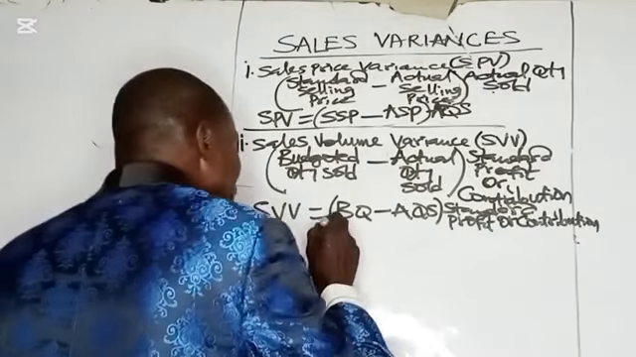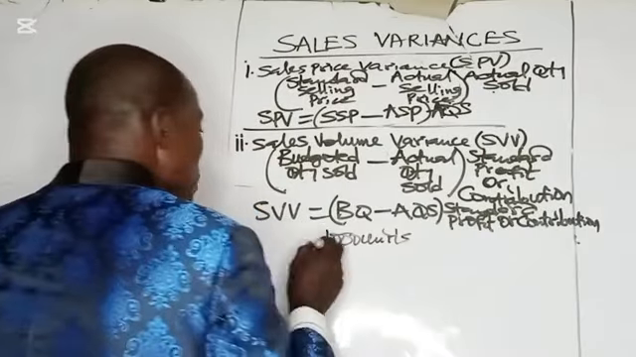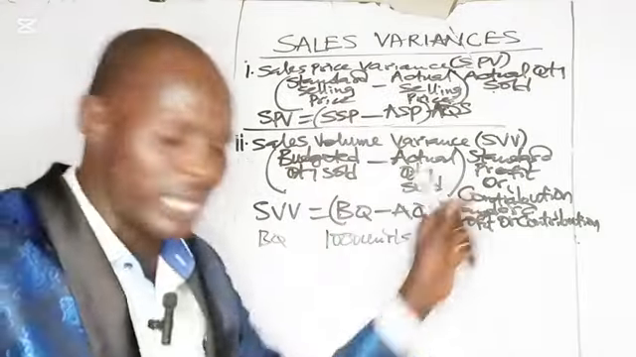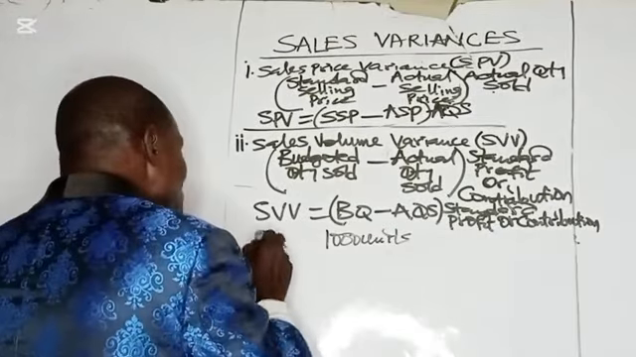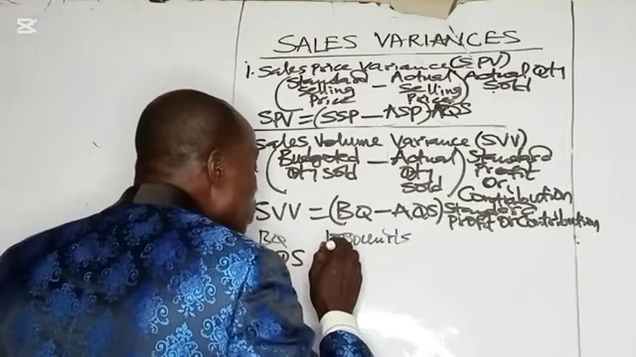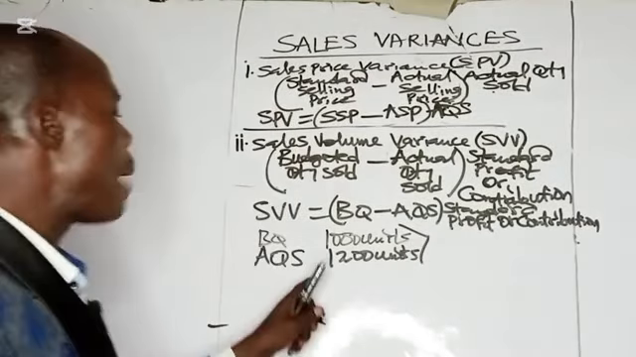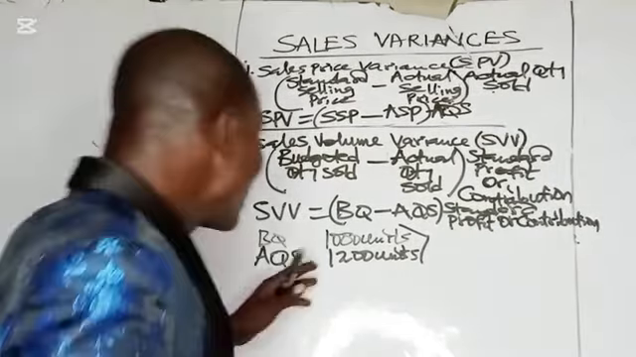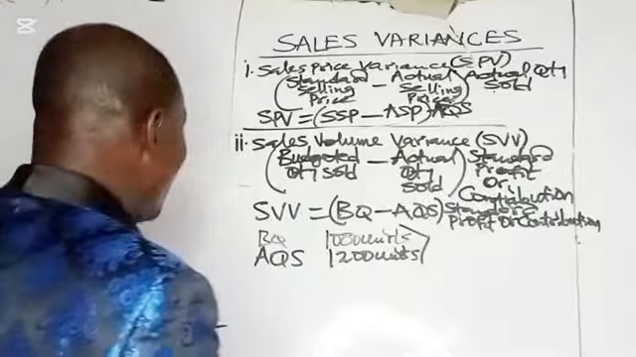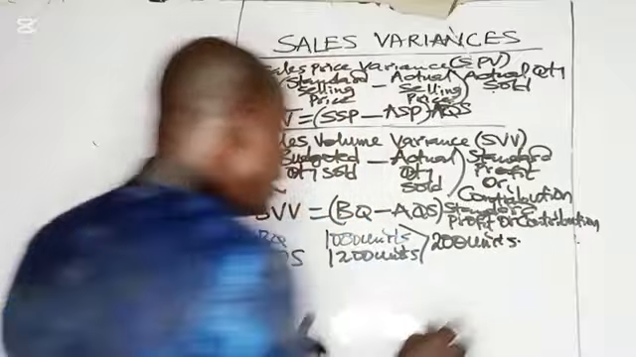If you planned to sell 1,000 units, this is your budgeted quantity. You are budgeted to sell 1,000 units. And at the end of the day, you actually sold 1,200 units. That means you have sold more than budgeted, leading to a quantity variance of 200 units.